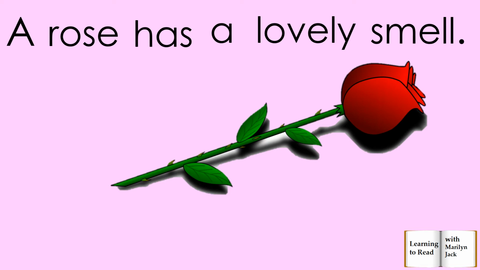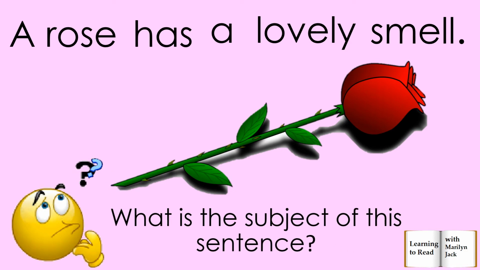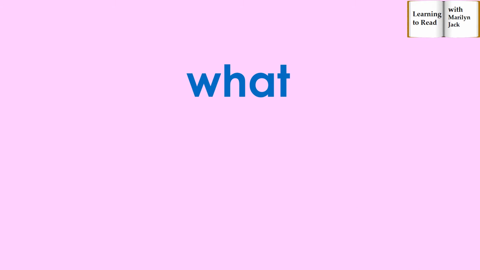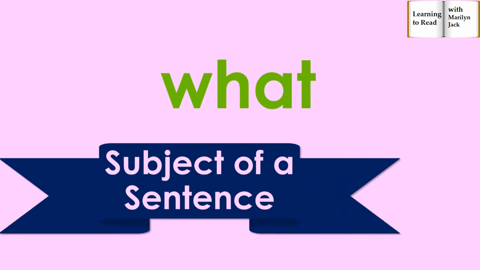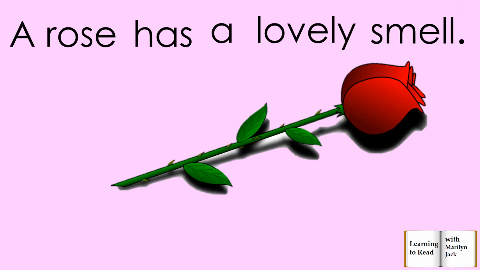A rose has a lovely smell. What is the subject of this sentence? To find the subject, we must find what is performing the action. When we find what is performing the action, we find the subject of the sentence. What is performing the action? A rose is performing the action. Therefore, the subject of this sentence is a rose.